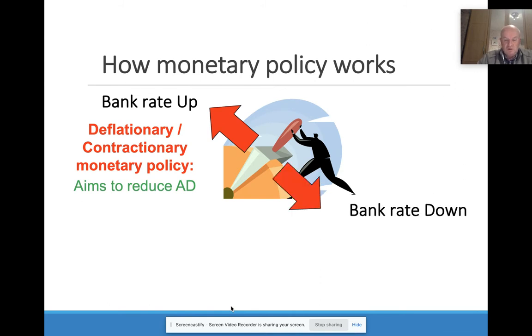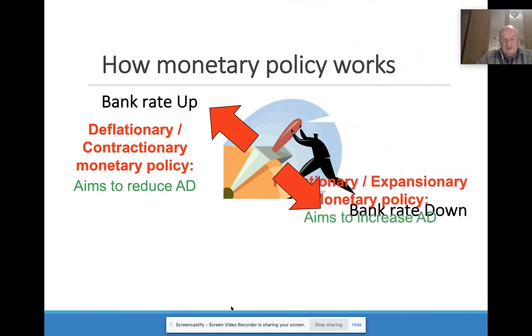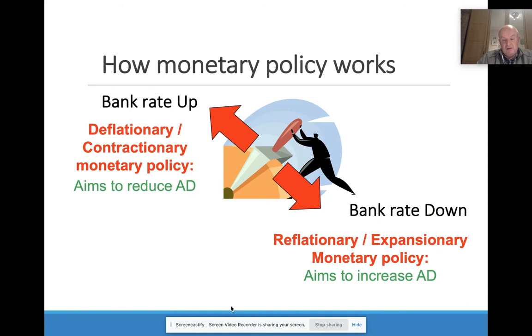Okay, so that's the one option. We have the other option of reducing the bank rate. Obviously this is designed to try to reflate the economy, or it's sometimes known as expansionary monetary policy, and the whole principle is about aiming to increase aggregate demand and stimulate hopefully some economic growth. So those are the two options when we come to look at interest rates specifically.